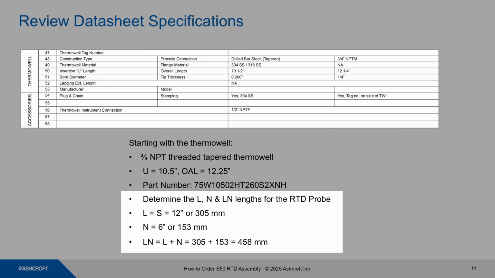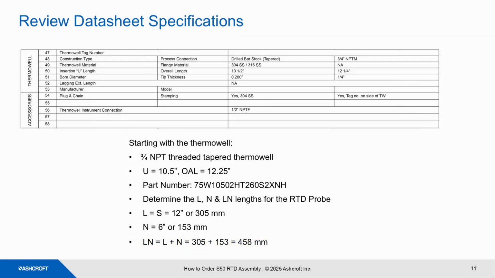Determine the L, N, and LN lengths for the RTD probe. L is equal to the S, which is 12 inches or 305 millimeters. N is equal to 6 inches or 153 millimeters. LN is equal to L plus N, which is equal to 305 plus 153, which equals 458 millimeters.